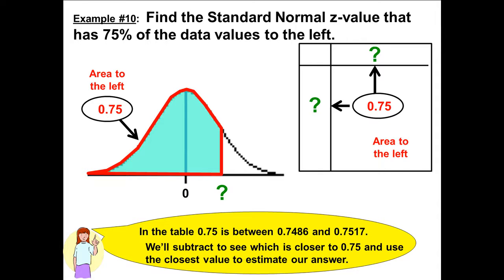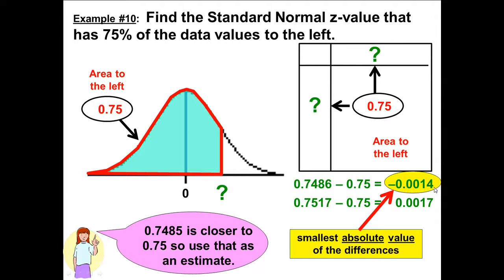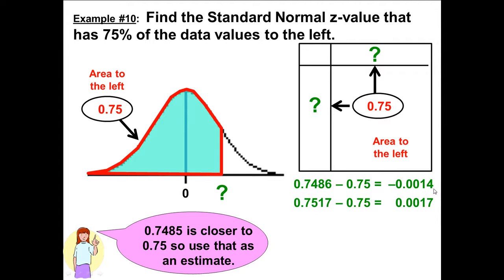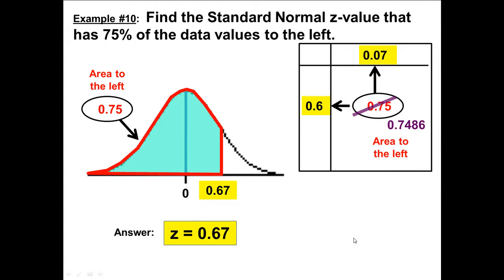Now, what you want to do is find the closest one of those. Now, 0.7486 is about 14/10,000ths of a point away from 0.75. And the other one, 0.7517, is about 17/10,000ths. So this one is closer. So we're going to use that one right there. Okay, so now we're going to use this number, and we're going to find the z-score that goes with that number, which is 0.67. Okay, and that's the z-score that goes with it.